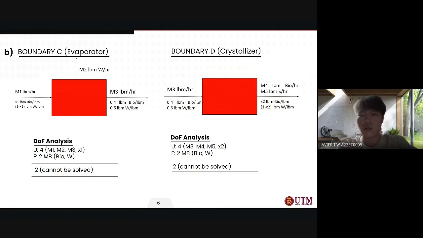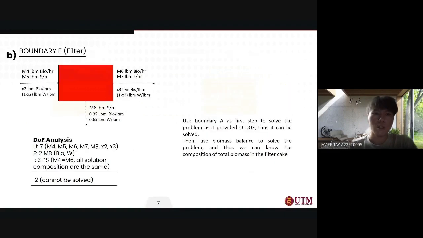Next is boundary D, the crystallizer. There are 4 unknowns, M3, M4, M5, and X2, and only 2 material balances, which are bio and W. So 4 minus 2, we get 2, it cannot be solved. The last one is boundary E, the filter. There are 7 unknowns over here, which are M4, M5, M6, M7, M8, X2, and X3. There are only 2 material balances, which are bio and W. And there are 3 process specs over here.